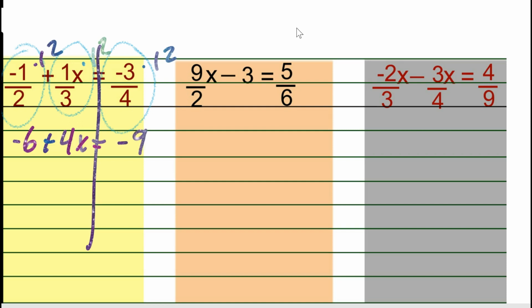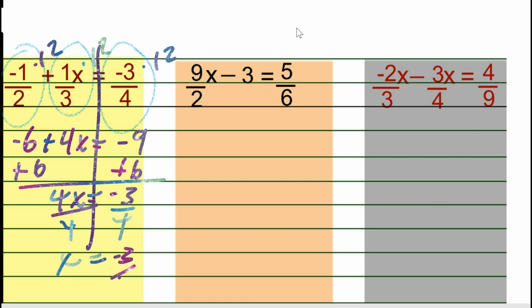All right, now we got a two-step equation. Add 6 to both sides, add 6. We get 4x is equal to -3. Divide by 4, divide by 4. X is equal to -3/4.